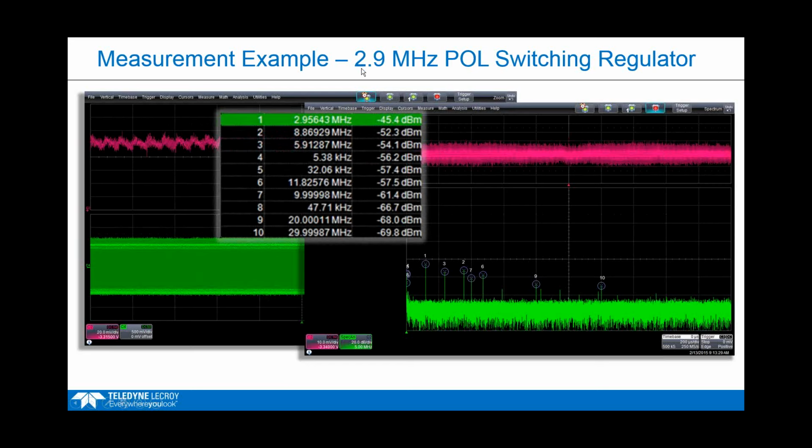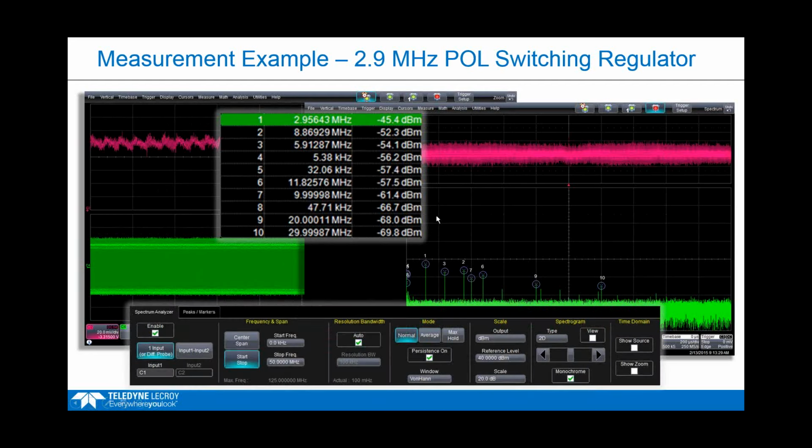So if we look up here, in this case, this is a 2.9 megahertz switching regulator. And sure enough, we can see a frequency right here, 2.956 megahertz. And then various harmonics and other AC components that are on this power rail.